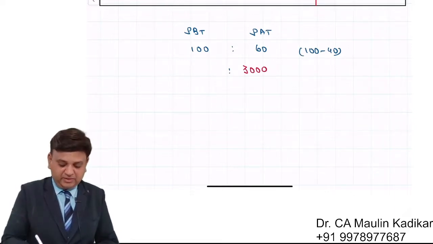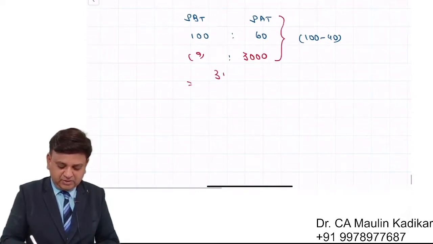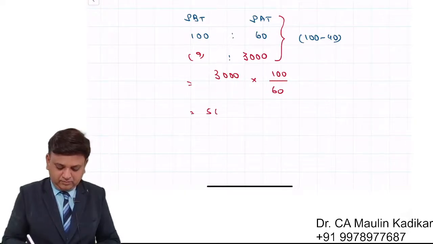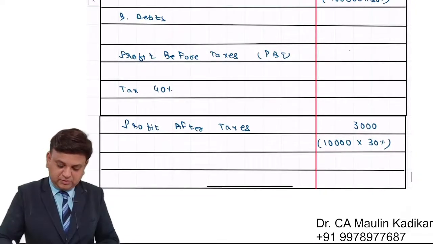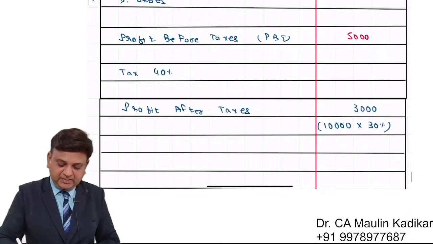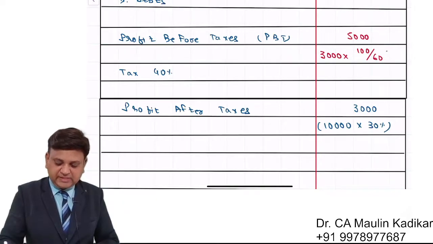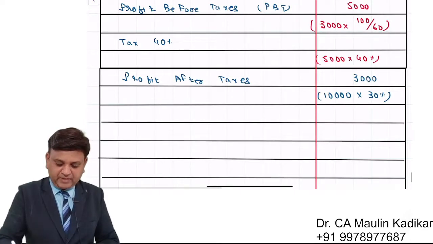Okay, the calculation that I have made. So your PBT will be how much? It is 3,000 into 100 divided by 60. So your profit before taxes should be 5,000. That is 3,000 into 100 divided by 60. Why? Because the tax rate is 40. Now income tax is very simple to find: 5,000 into 40% comes to 2,000.